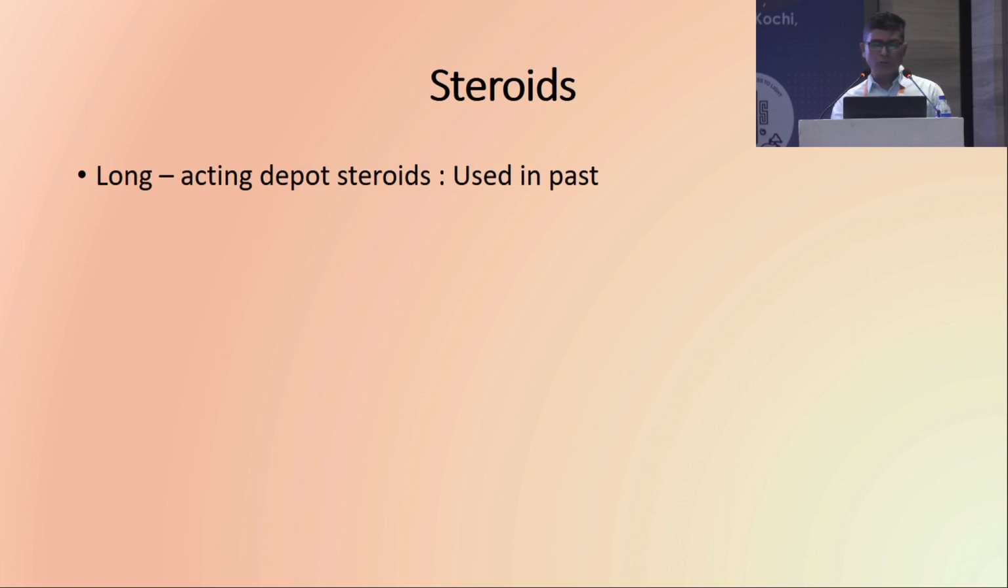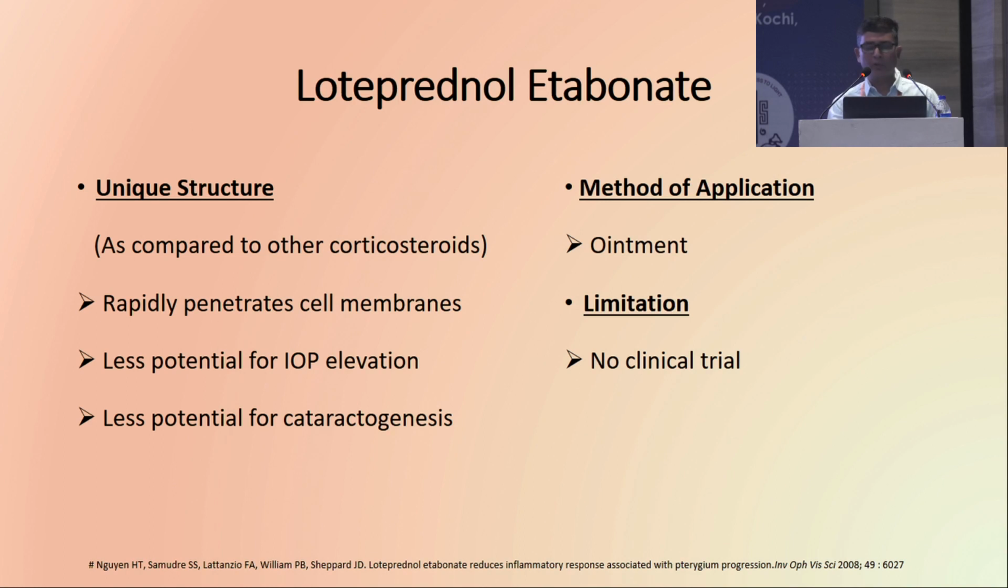Another medication used for adjunctive therapy was steroid, intralesional steroid, but this is associated with high elevation of IOP, glaucoma and cataract formation in patients. So it was discontinued, but still some people use loteprednol etabonate because of its milder form; it penetrates the cell membrane very rapidly, has less potential for IOP rise and does not cause much cataract either. It is used in ointment form, with a one-time application at night, but we couldn't find any significant clinical trial on this medication.